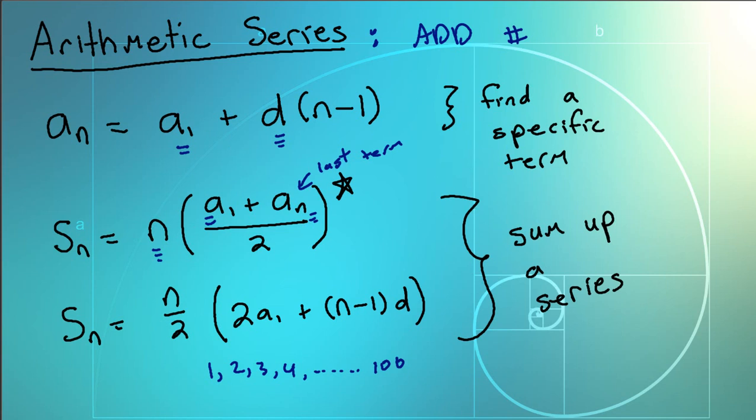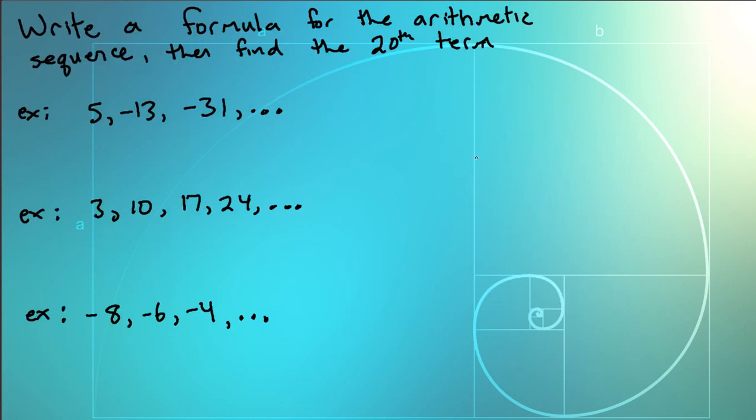Let's take a look at using this first formula, because that first formula is very useful for finding a specific term. So this question asks, find the formula for the arithmetic sequence and then find the 20th term. And it could be any term number that I ask here. So this is A1 for the first term, this is A2 for the second term, and this is A3 for the third term. And what we want to do is find a formula so that we can find the 20th term without finding all the ones in the middle.